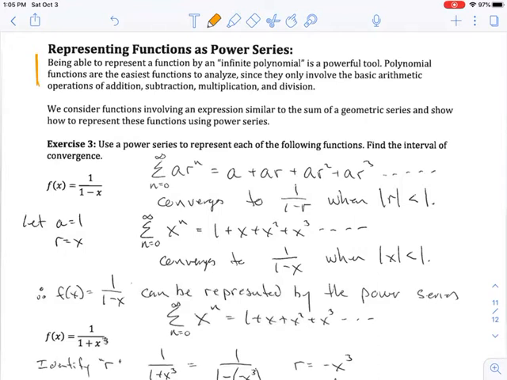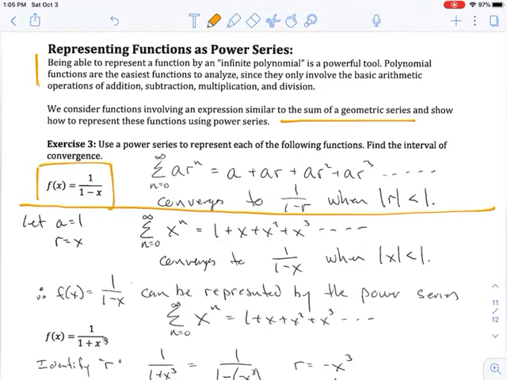So what these problems have in common now in exercise 3 is that they can all be written similar to the sum of a geometric series. So I'm going to start off here by taking a look at geometric series. So this is the function 1 over 1 minus x that we're concerned with now. And so right here I have a geometric series. The sum from n equals 0 to infinity of a times r to the n power.